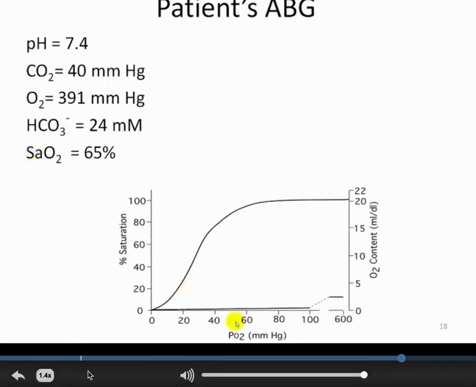So the answer, if we think about this, at 391, so here's a PaO2 of 100, here's 600, 391 is somewhere here. Overall, definitely saturation should be up near 100%. And yet in arterial blood, it's only down at 65%. We talked about some things that can depress saturation.